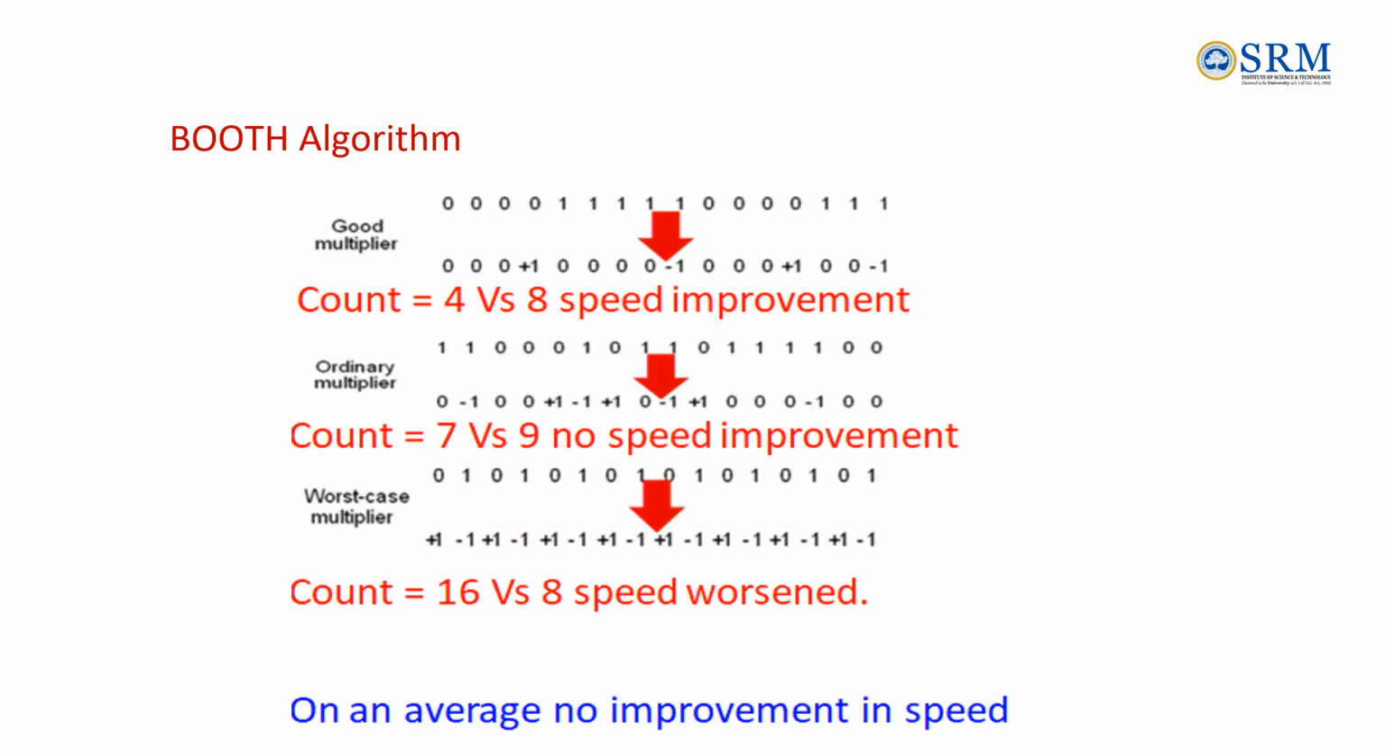Booth's algorithm is good when you have a good multiplier, that is consecutive zeros and ones, then a 4 to 8 times speed improvement will be there. When you have ordinary multipliers, that is 0 minus 1, continuing with 2 zeros, then plus 1 minus 1 like this, it is called an ordinary multiplier. The worst case multiplier is alternating zeros and ones.